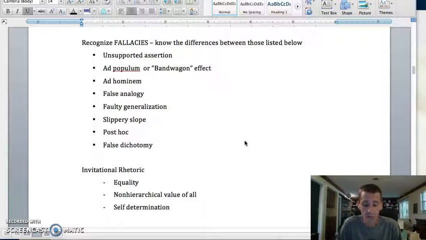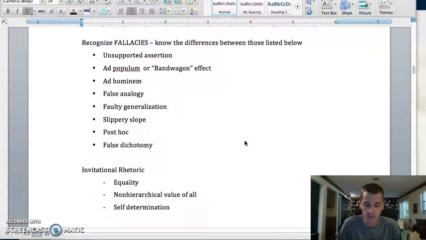Ad hominem, the third fallacy. This is the personal attack fallacy, used all the time in politics. The idea is you're attacking the messenger and trying to discredit them as a person while ignoring the actual argument that's being made. So demeaning the messenger, ignoring the argument.